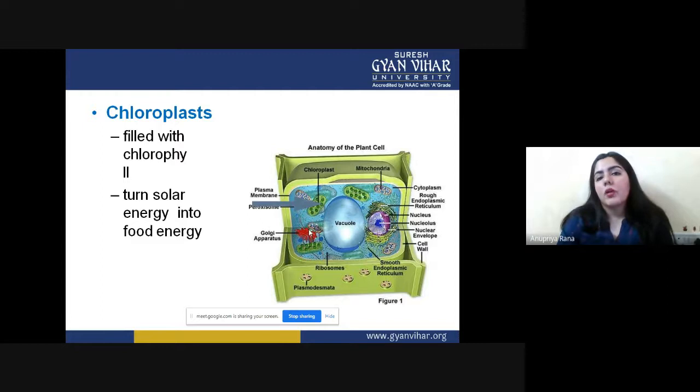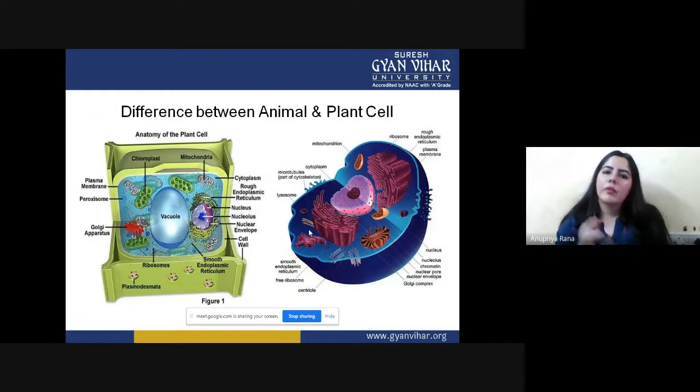How? Because plants do the major function of photosynthesis, hence they are called autotrophs. This whole autotroph journey basically depends on these chloroplasts. These chloroplasts trap the solar energy and convert it into food energy. So that's why this is only present inside the plant cell.